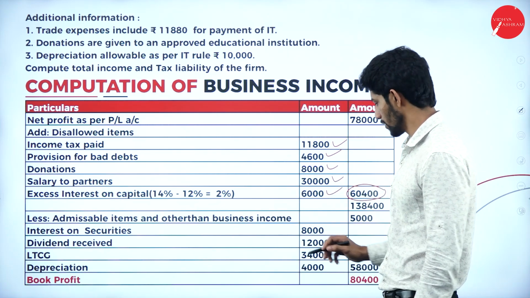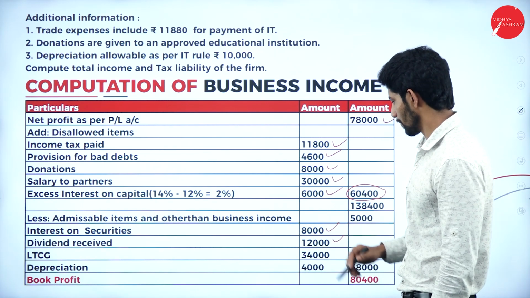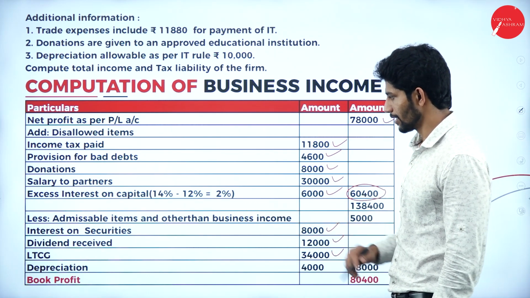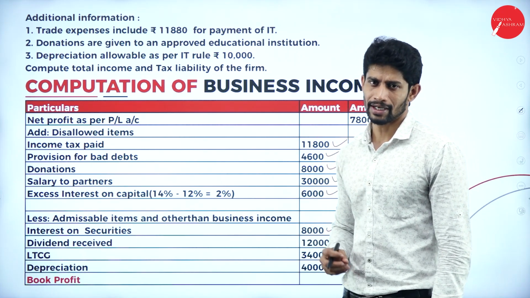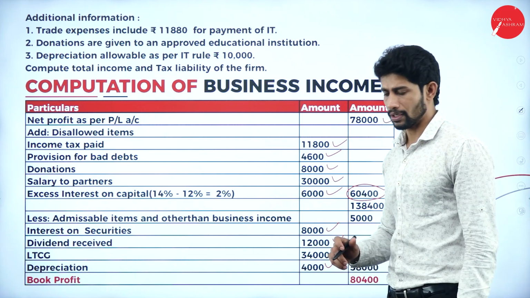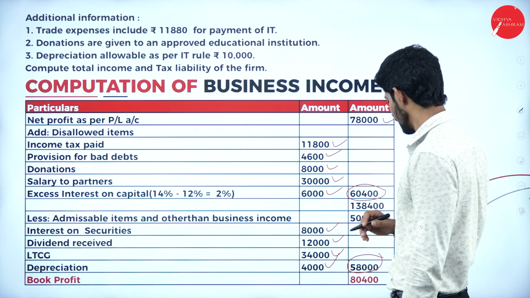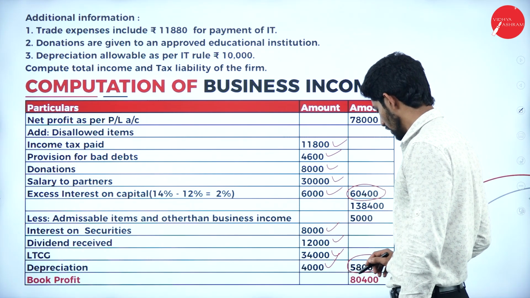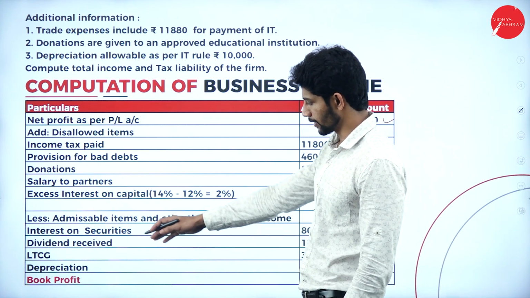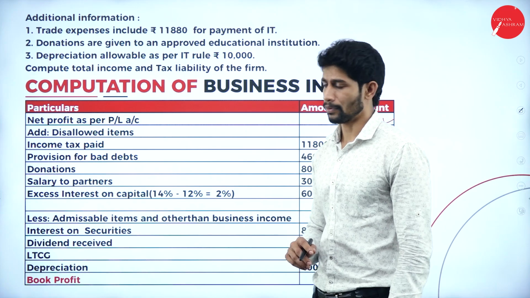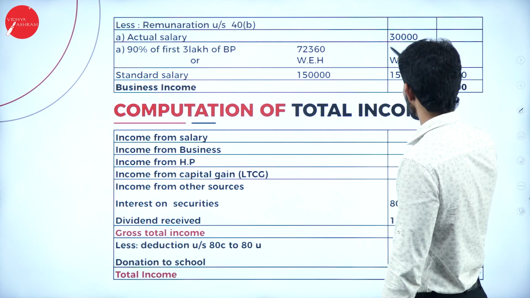Next, less admissible items and other than business income. In that, interest on securities, it is rupees 8,000. Next, dividend, 12,000. Long-term capital gain, 34,000. And depreciation, 4,000. He is supposed to claim 10,000, but he claimed only 6,000. So now we are deducting the remaining 4,000 rupees. So deduct this 58,000 from 1,38,400. So balance you will get is 80,400. How much you will get? 80,400. 80,400 is called what? Book profit.